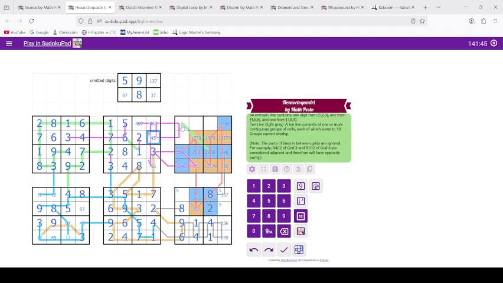It could be 8, 7, 6, 5. It could be 7, 6, 5, 4. It could be 6, 5, 4, 3. And it could be 5, 4, 3, 2. All those are possibilities. But it can't be 1 or 9.